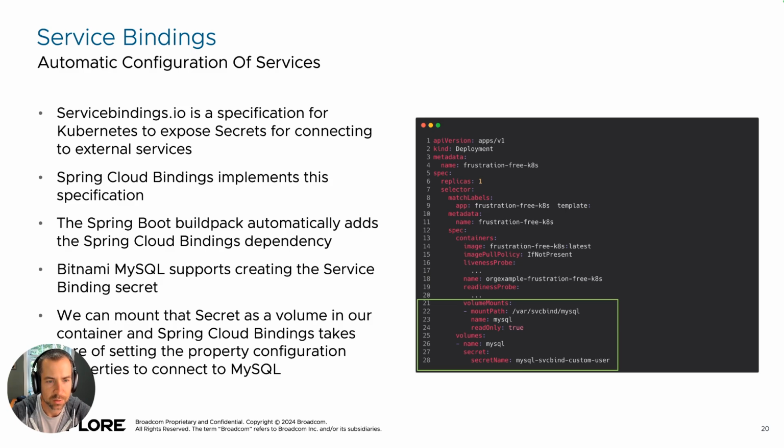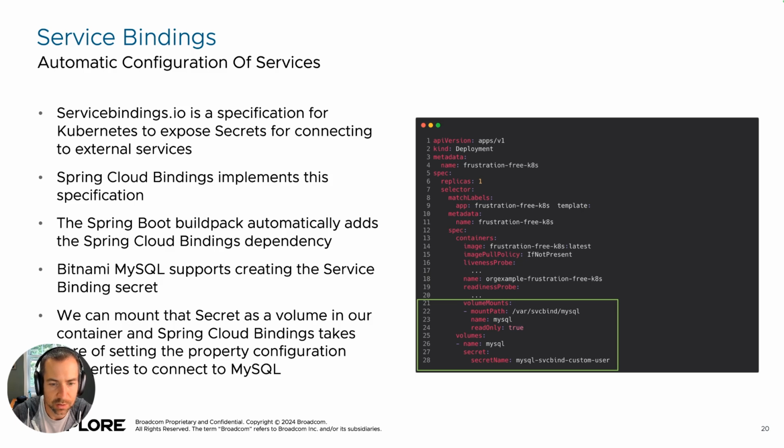So there's a specification called servicebindings.io that is useful around exposing the necessary information for connecting to different services using secrets. And secrets are just sensitive configuration data that you can store in Kubernetes. And the Spring ecosystem has a project called Spring Cloud Bindings, which implements that specification for Spring apps. And the Spring Boot buildpack automatically adds Spring Cloud Bindings as a dependency when you build your application, which is super cool.